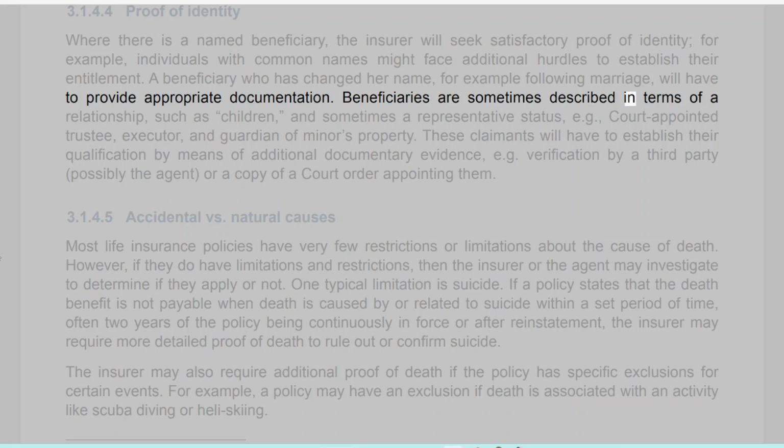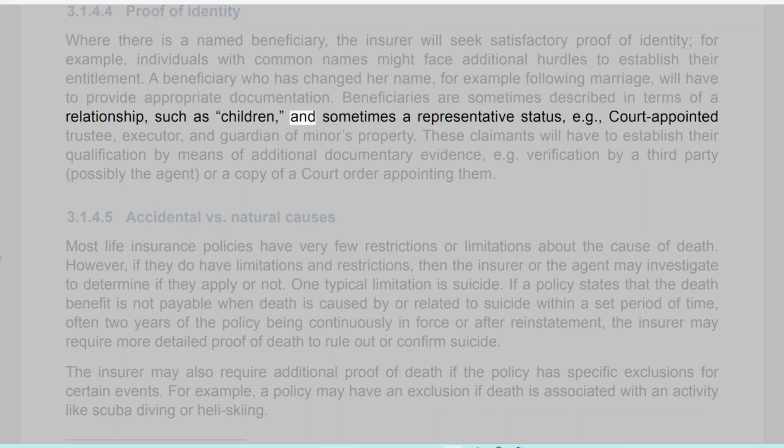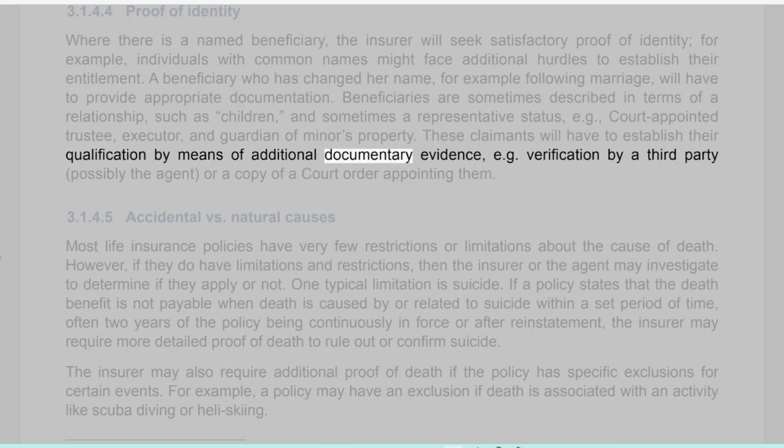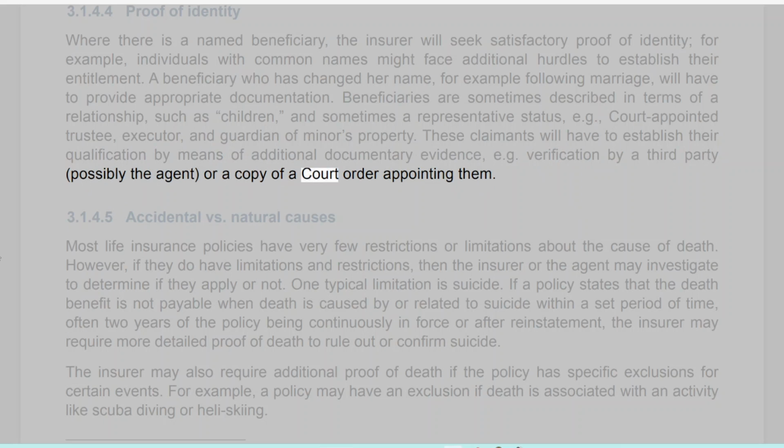Beneficiaries are sometimes described in terms of a relationship, such as children, and sometimes a representative status, for example court-appointed trustee, executor, and guardian of minors' property. These claimants will have to establish their qualification by means of additional documentary evidence, for example verification by a third party, possibly the agent, or a copy of a court order appointing them.